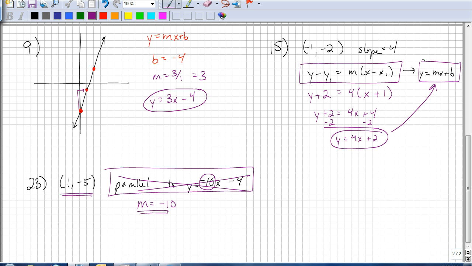So hopefully that'll help you work on this review, but make sure that you know how to do all these problems, because this is what you're going to need to know for your next quiz. So good luck.